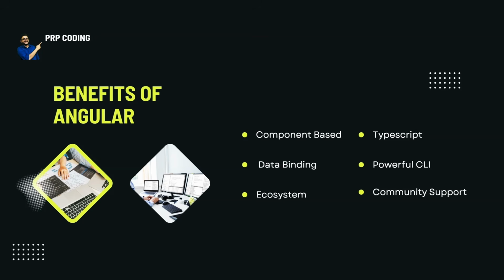Data binding. This feature automatically synchronizes data between the model and the view. When the data in the model changes, the UI updates automatically, and vice versa. This significantly reduces the amount of manual code needed to manage UI updates, accelerating the development cycle.